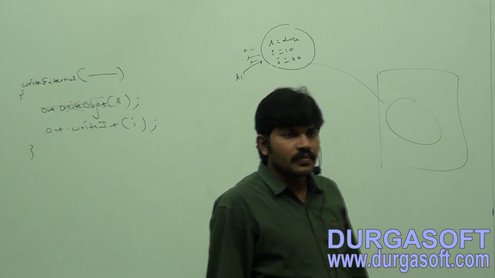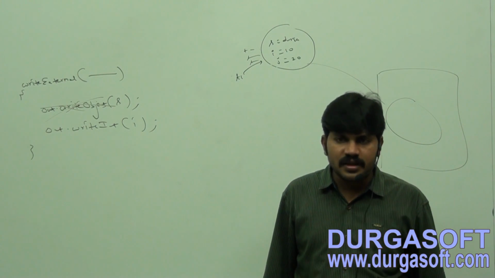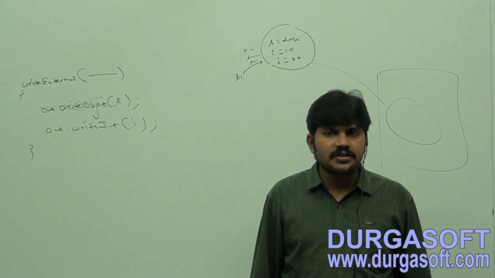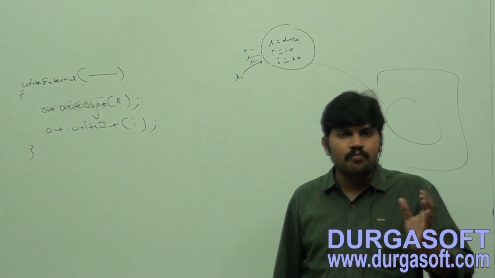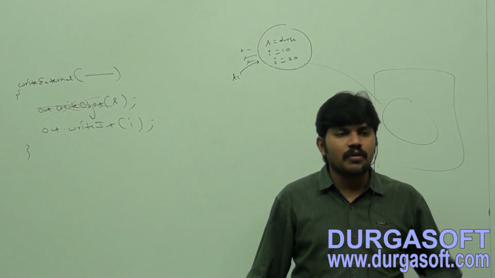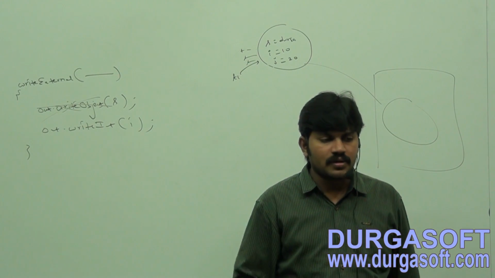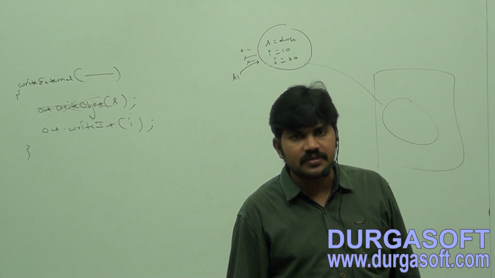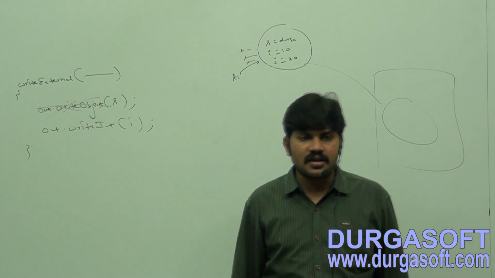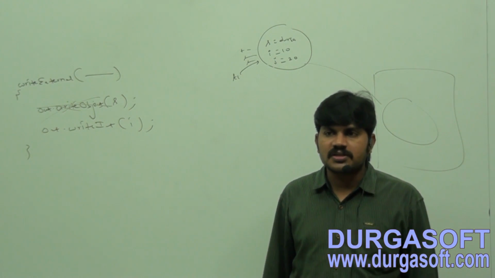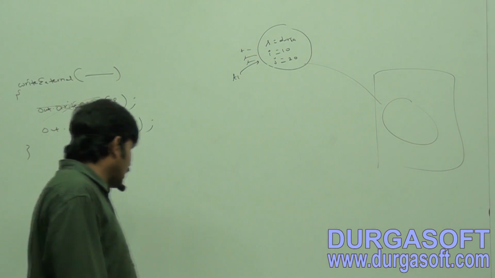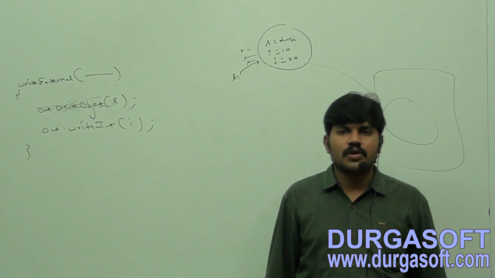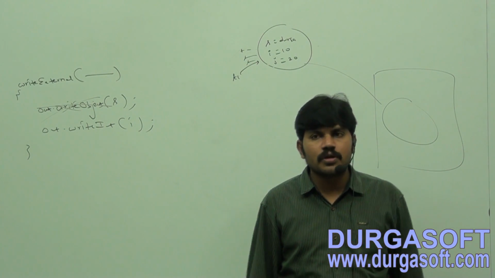Take a note. In serialization, the transient keyword will play a role. But in externalization, the transient keyword won't play any role.